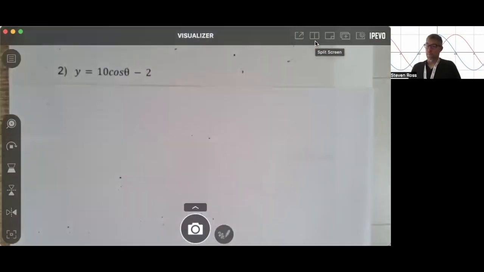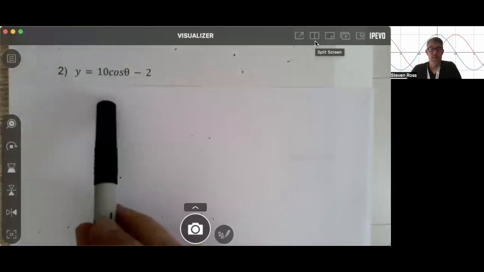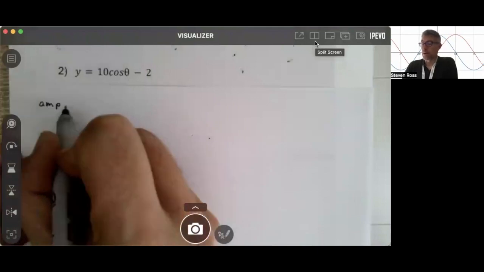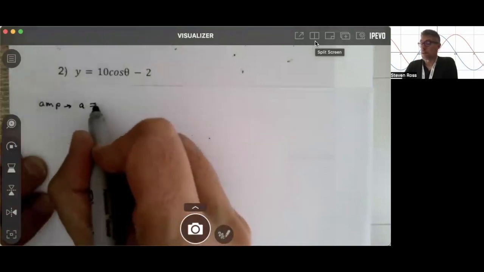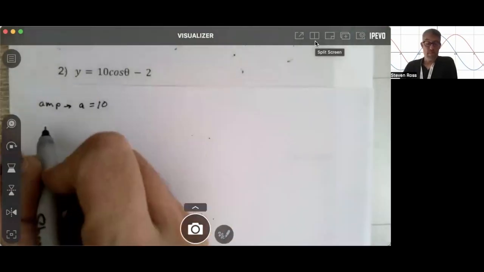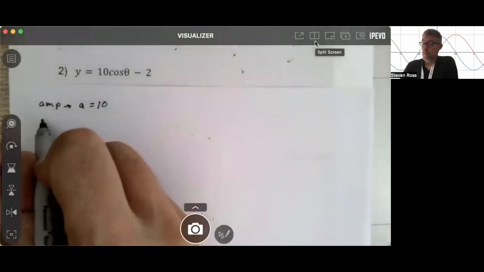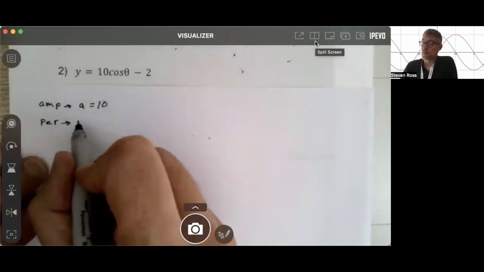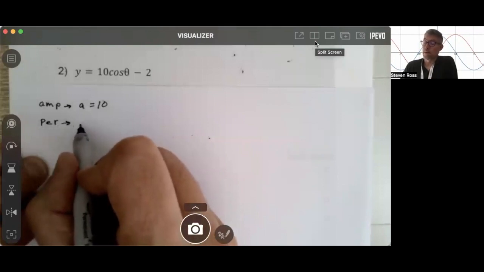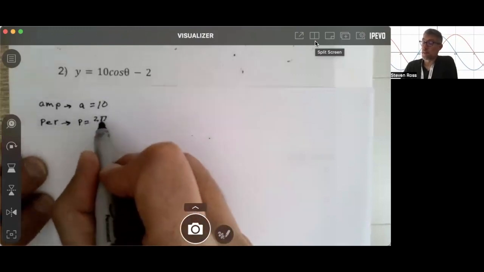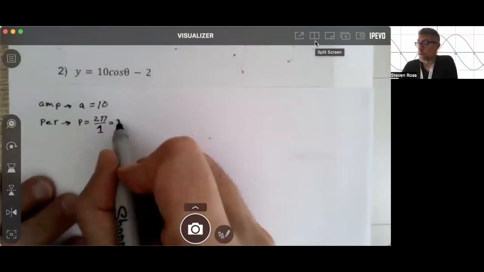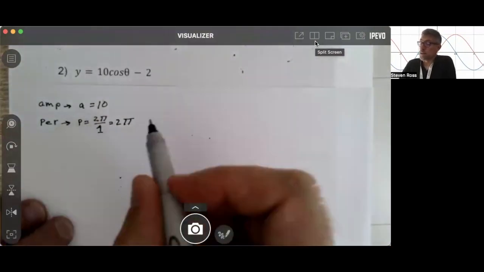Okay, second problem. Y is equal to 10 cosine theta minus 2. So I'm going to just start by writing down all the different parts. So the amplitude first, A is equal to 10. Period. It looks like the period, there's also no change at all. So the period P is equal to 2 pi over 1. So once again, the B is equal to 1. So the period again is 2 pi.